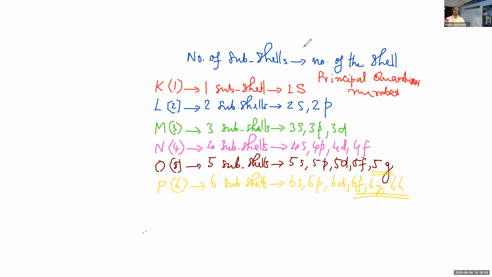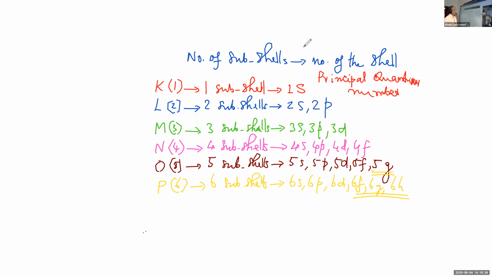Till this moment, we have the atoms containing S, P, D, and F subshells only. Although G, H, etc. subshells are possible, all these are predictions only. Practically, we have the atoms containing subshells only up to F. F means only up to 5F, 4F and 5F.